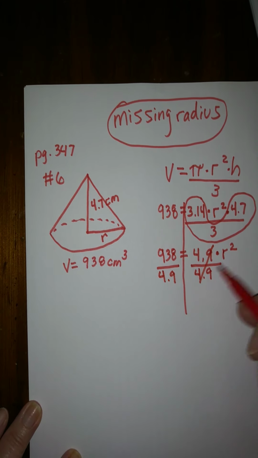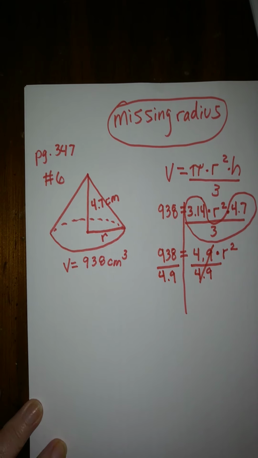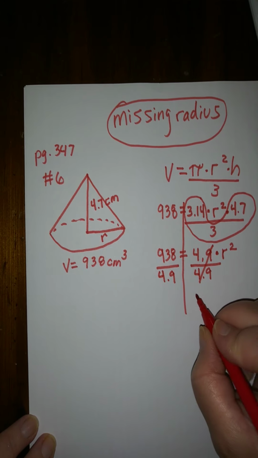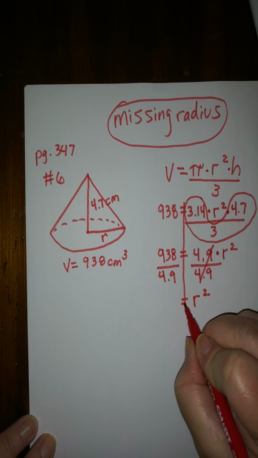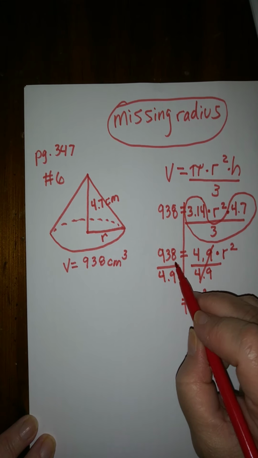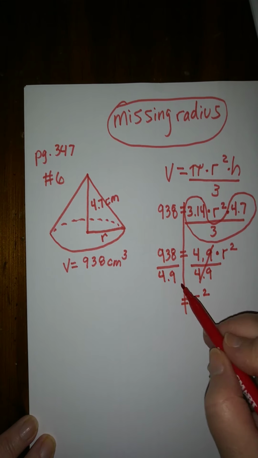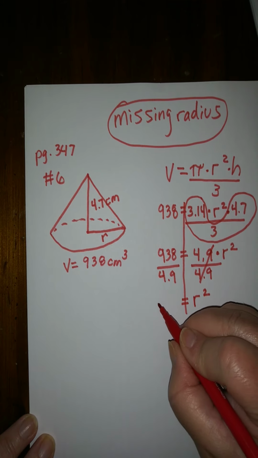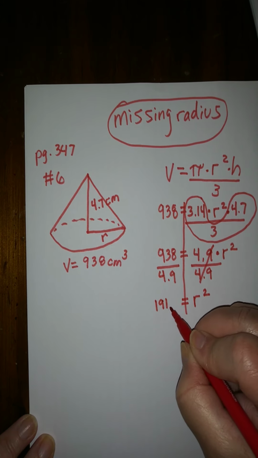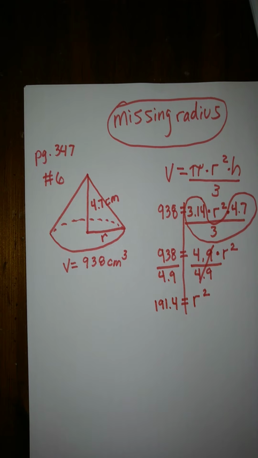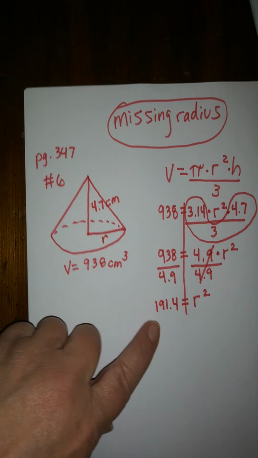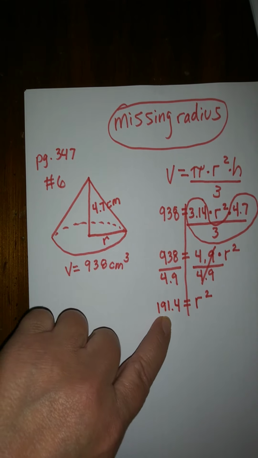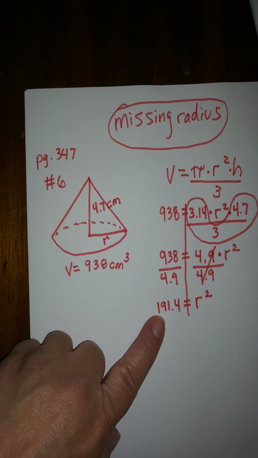Okay, these two cancel out because 4.9 divided by 4.9 is 1, which means 1r squared is just r squared, right? And over here, do this division. 938 divided by 4.9, you should end up with 191.4. Okay? Now, that seems kind of big for a radius if the height's only 4.7, for the radius to be 191. And that's true. It's too big because we're not done yet.